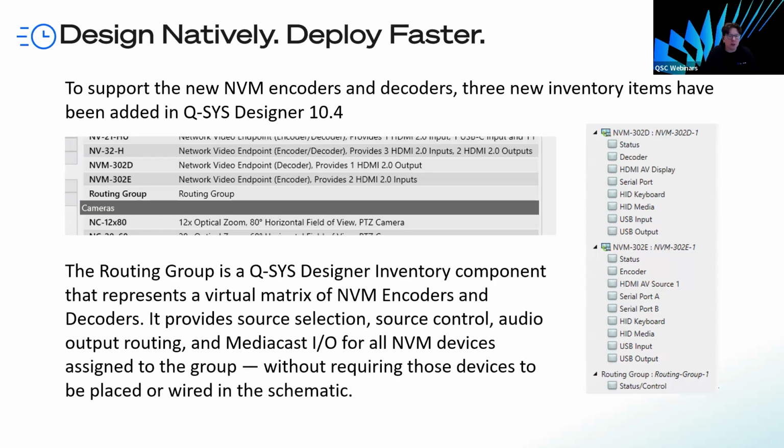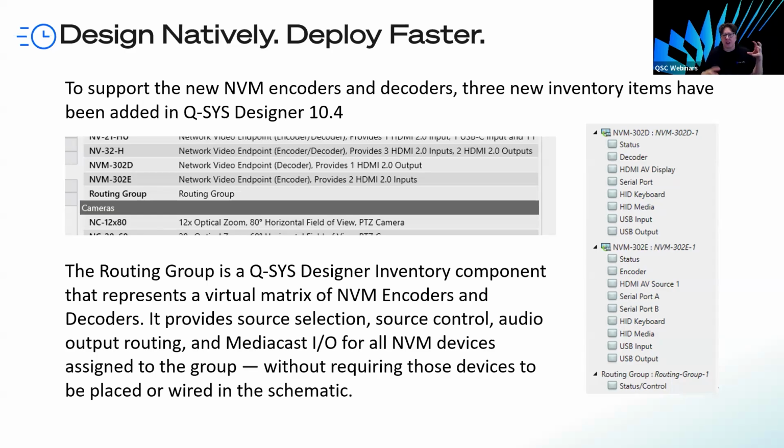So one of the things that is worth talking about now, and we're going to get into the routing groups in a little bit more detail. It's an inventory component that's a virtual matrix. So every routing group that you put in is basically a matrix video switcher. I wanted to say mixer, but you know what I mean. It gives you source selection, source control, audio output routing, MediaCast I/O for all the NVM boxes assigned to the group, and we'll talk about how that works. And then really without requiring a whole lot of things to be put into the schematic.